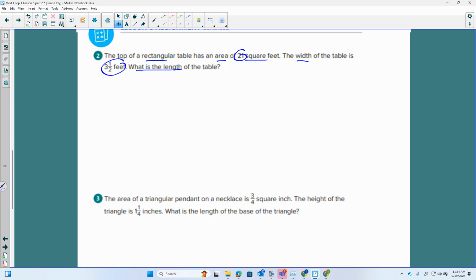Second one there, the triangular tangent on that goes is 3/4 square inches. The height of the triangle is 1/4. What is the length of the base? One issue on this, make sure you remember, there is 1/2 the base times the height for triangles. They've given you the area, they've given you the height, so you're figuring out what half of the base is.